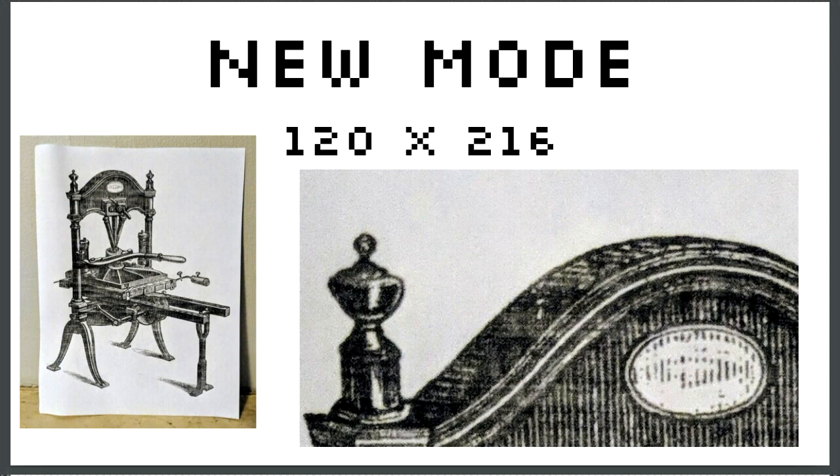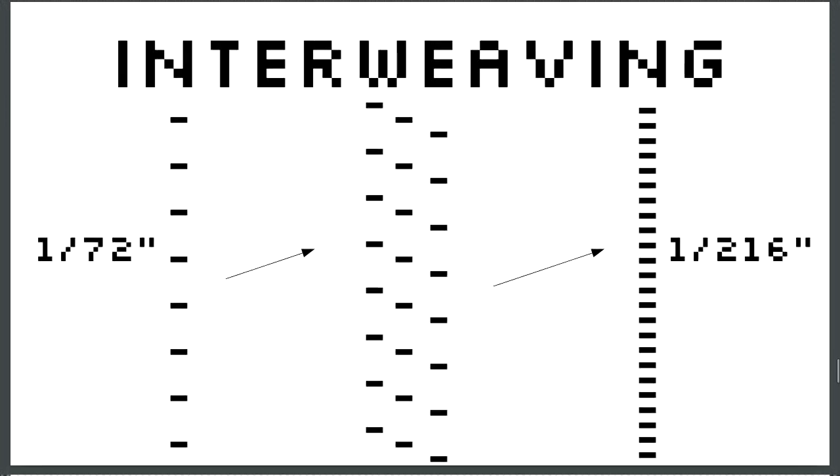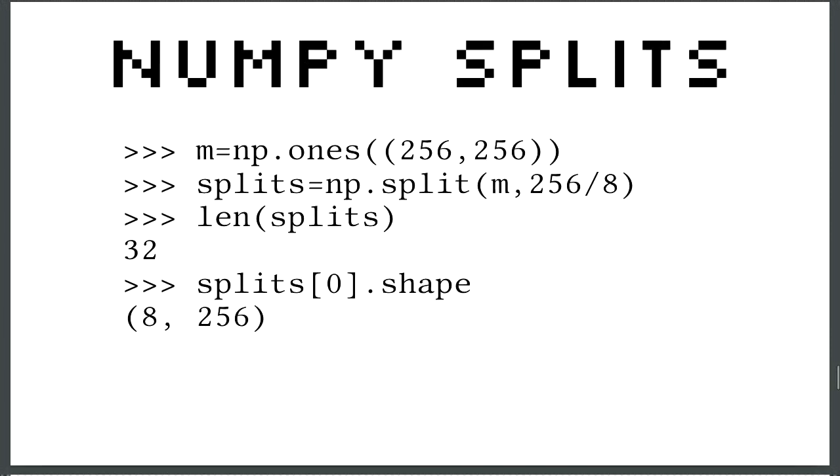The printer doesn't explicitly support this, but what it does support is a way to move the paper 1/216th of an inch. So how I do that is with interweaving. If I send a column of 8 rows through the printer, what I can do is interweave 3 sets of those and then advance the paper by 1/216th of an inch. That ultimately gives you a 24-row resolution in the space of what normally would be an 8-row resolution. And how we do that is with NumPy as well.